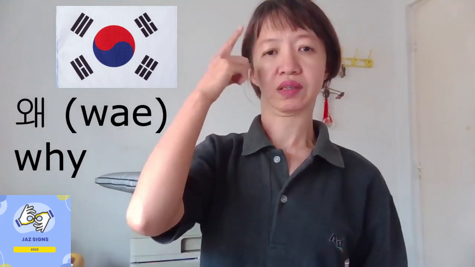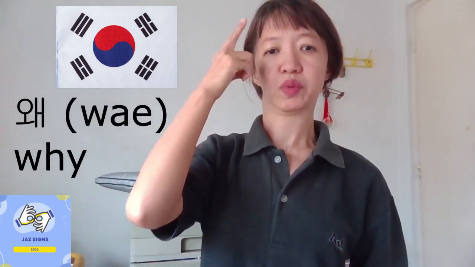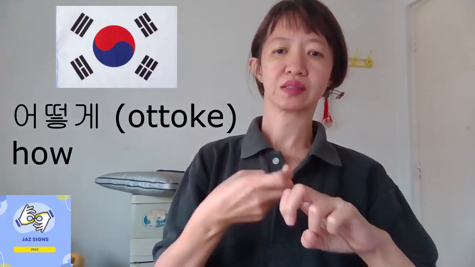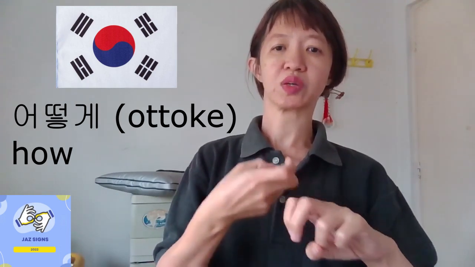This is why in ASL. For Korean, weyo. Then this is how, either one or both. How, that's in ASL. Then in Korean, it's this, ottoke.